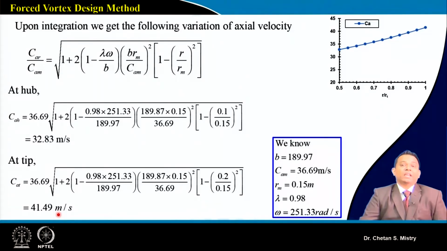So we can say near the hub our axial velocity is lower, and near the tip region it is higher. This is somewhat different compared to what we did for our fundamental method as well as the free vortex method. For those we assumed the axial velocity to be constant. Here in this case, the axial velocity is varying.